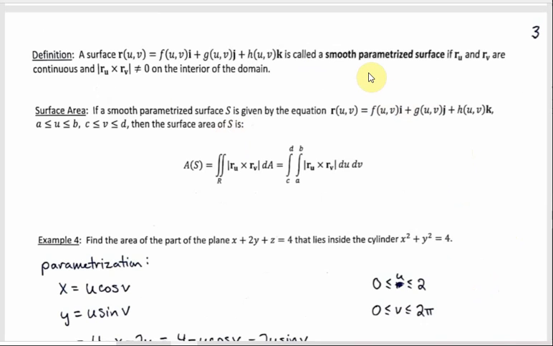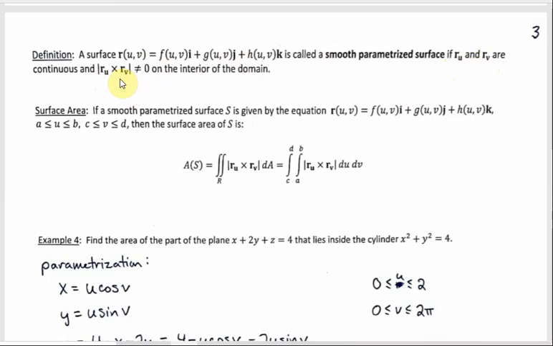So a smooth parameterized surface is one where, once we've got the parameterization, the partial derivative of r with respect to u and the partial derivative of r with respect to v are both continuous, and the length of the cross product is not 0 on the interior of the domain.